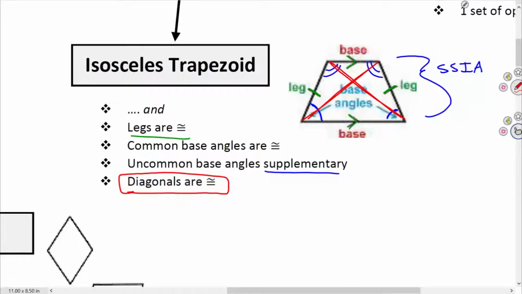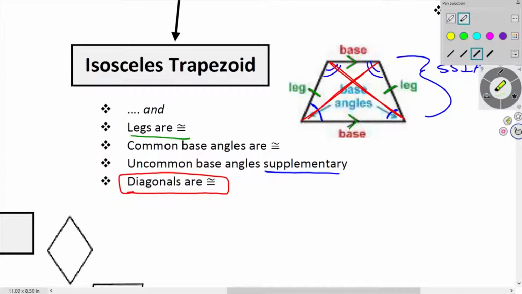Now, let me also just point out a couple of things that are not true about an isosceles trapezoid. Notice that this length here is shorter than this length down here, so the diagonals do not bisect each other. Also notice that this angle here looks smaller than this angle here, and so the angles are also not bisected. The one thing that happens that you have to know is the diagonals are congruent in an isosceles trapezoid.